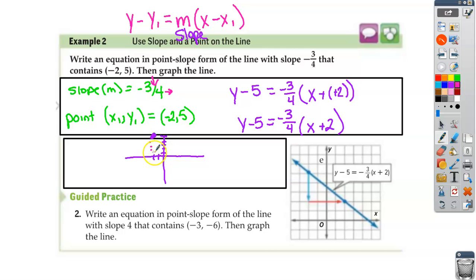It's kind of hard to see. 1, 2, 3. And then to the right 4: 1, 2, 3, 4. So my next point is going to be right here. I know it's not a very exact graph, but that's as good as it's going to get without a coordinate plane. Conveniently, it also gives it for us here, but you can see it's kind of similar. Good. Great. Next.